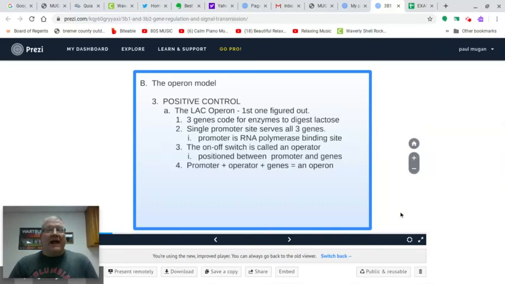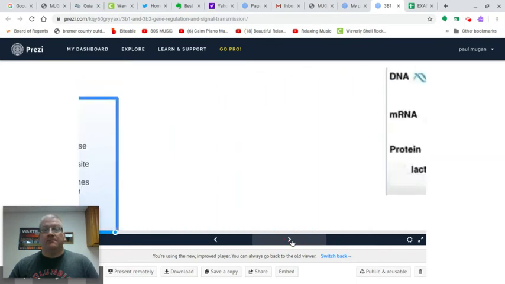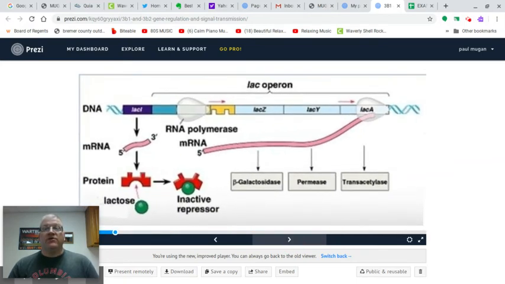So to review the lac operon, it consists of one promoter that attracts the RNA polymerase, an on-off switch that can be affected by an operator, and the genes that are controlled by the entire operon. Here's the full picture. Okay, so here we have the repressor being produced upstream.